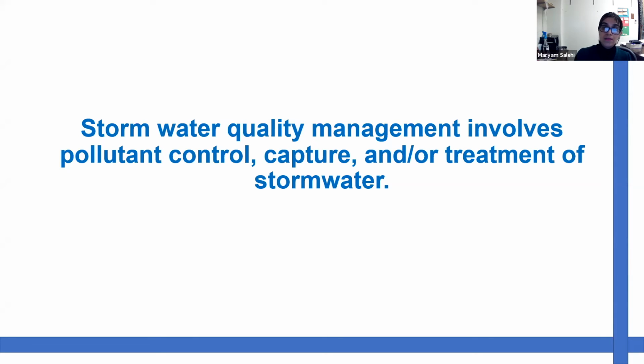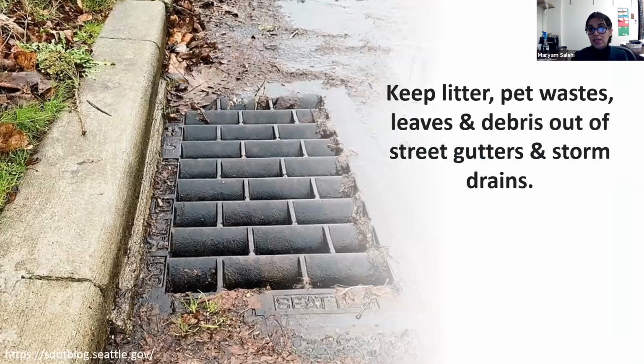So, with all of these consequences, we need to do something to resolve or mitigate them. We need to apply stormwater quality management practices, which involve the control, capture, and treatment of stormwater. For example, we have the storm drain. We need to keep litter, pet waste, leaves, and debris out of the storm drain, because as I mentioned, they do not undergo any type of treatment, and everything goes directly to the river or a stream.